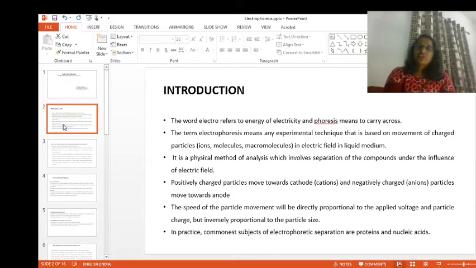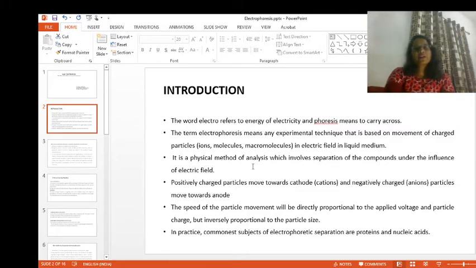The word electro refers to the energy of electricity, and phoresis means to carry across. The term electrophoresis means any experimental technique that is based on the movement of charged particles like ions, molecules, macromolecules, etc., in an electric field in a liquid medium. It's a physical method of analysis which involves separation of compounds under the influence of an electric field.